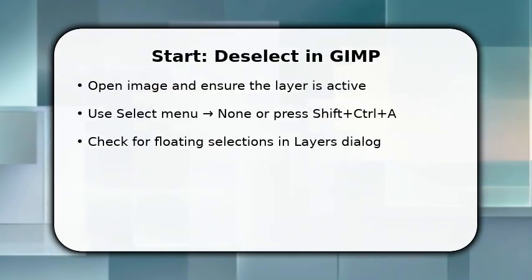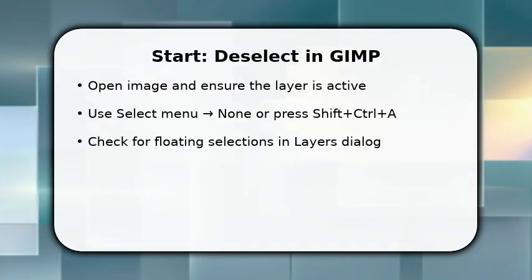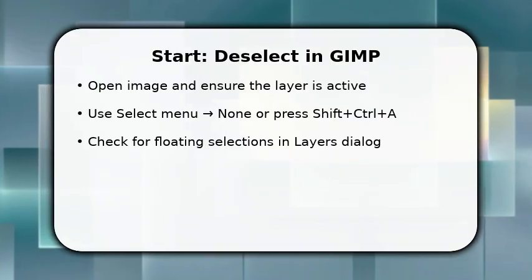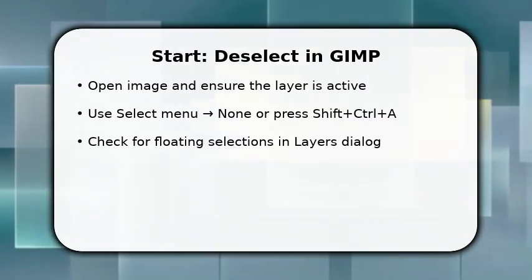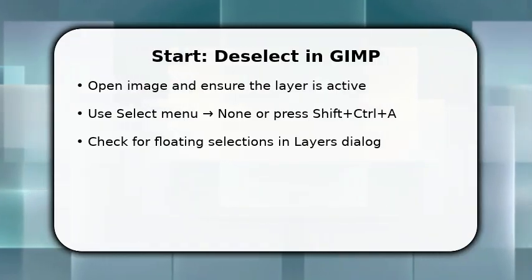If nothing changes, look at the Layers dialog because a floating selection can block deselecting. Anchor it with Layer, right arrow, Anchor, or press Control plus H. Once done, make sure guides or path selections aren't still visible. Those are separate and need their own clearing steps.